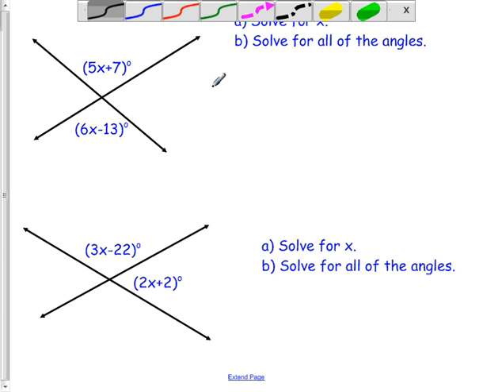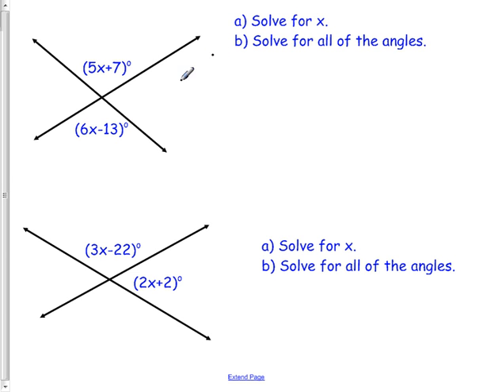Okay, this time what we're going to do is we've got a couple of vertical angle examples, and we're going to solve for x on each problem, and we're going to solve for all of the angles on each problem. So look these over, see if you can set them up on your own, and try to solve them, and then in the next couple minutes I'll show you how I would set it up and solve them and get you the answers. So try these on your own, and then we'll move on.